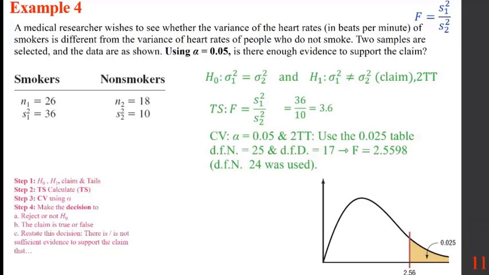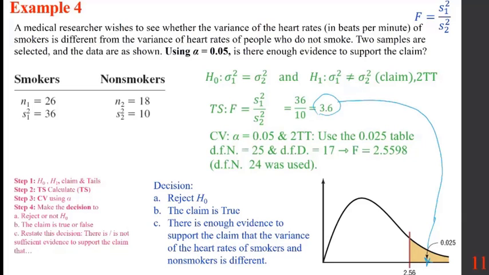So notice the area is 0.025. Now, where is the test statistic? When you look at the test statistic, it's way into the rejection region, where you reject H0. Because you're rejecting H0, loosely put you're accepting H1, the claim becomes true, and you know the rest. So, reject H0, the claim is true, there is enough evidence to support the claim that the variance of the heart rates of smokers and non-smokers is different.